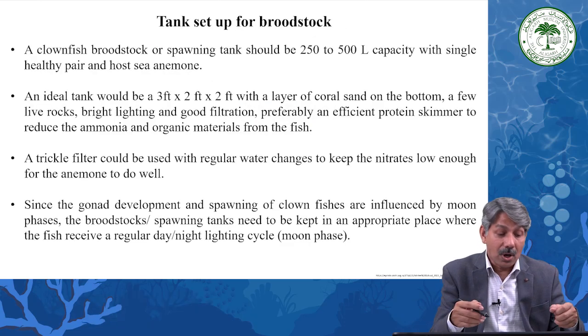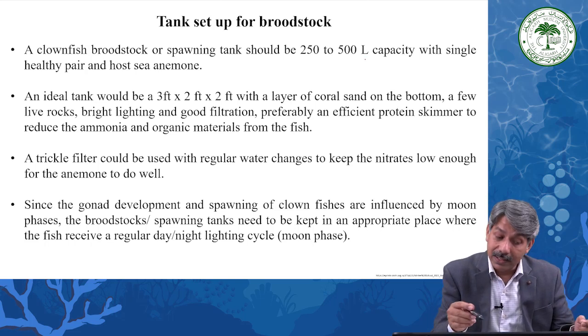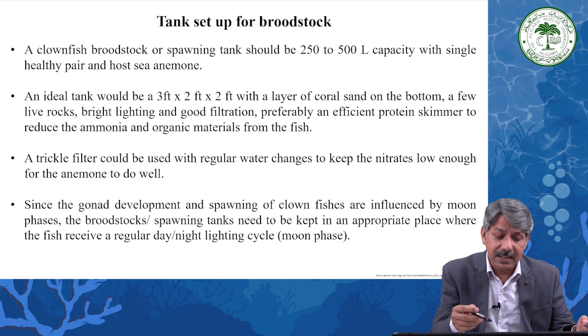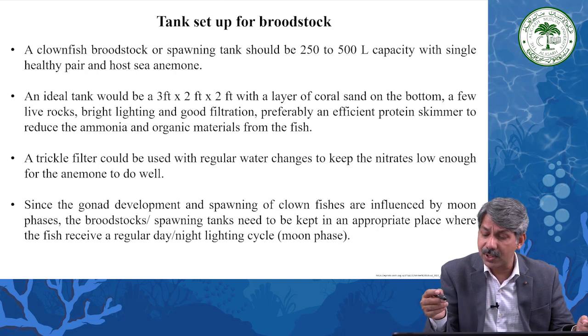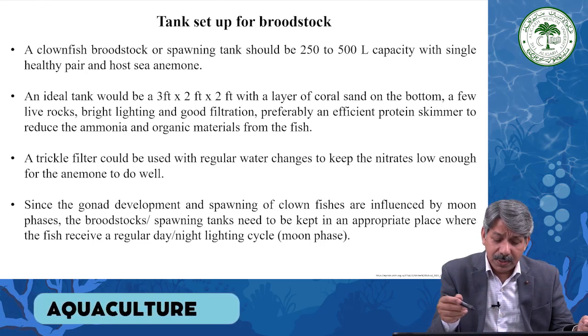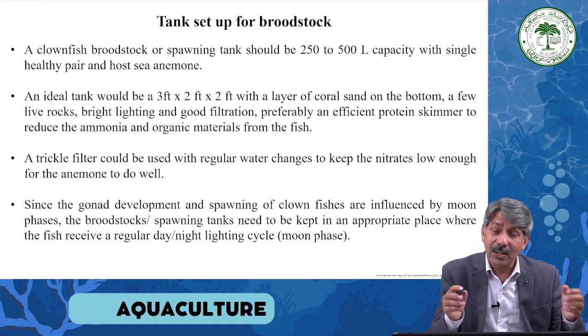Tank setup for broodstock. A clownfish broodstock or spawning tank should be 250 to 500 liter capacity with a single healthy pair and host sea anemone. An ideal tank would be 3 by 2 by 2 feet with a layer of coral sand at the bottom, a few live rocks, bright lighting and good filtration, preferably an efficient protein skimmer to reduce the ammonia and organic material from the fish. Regular water changes should also be done, taking care of the organic load, the oxygen supply and other things.